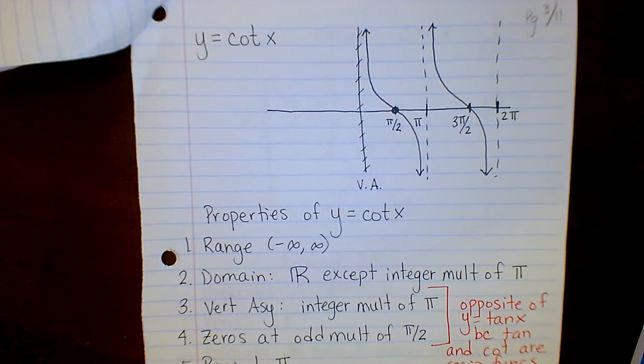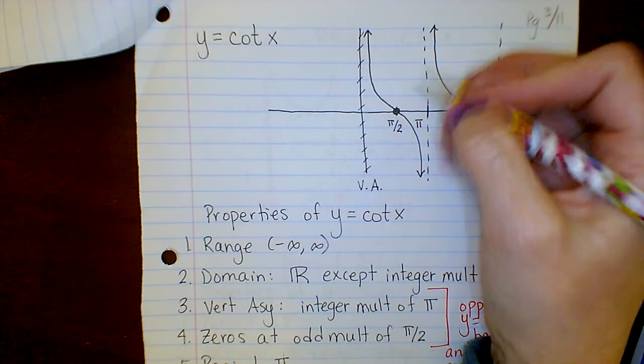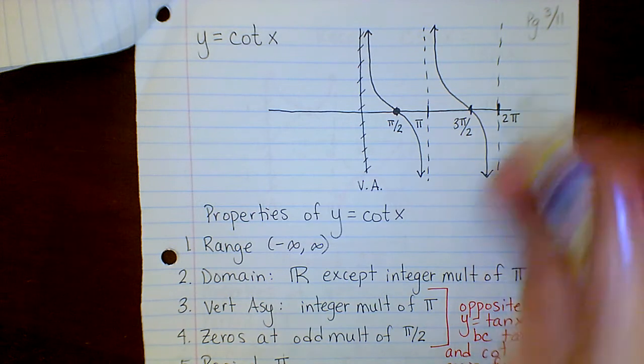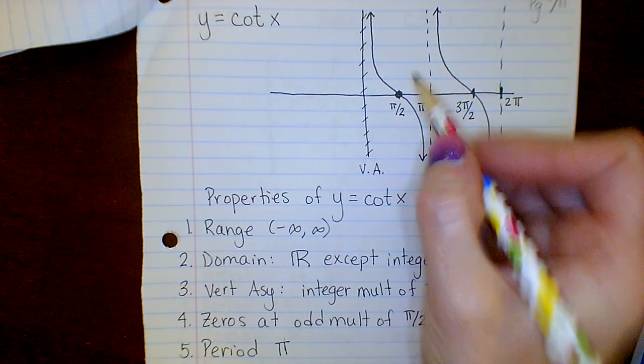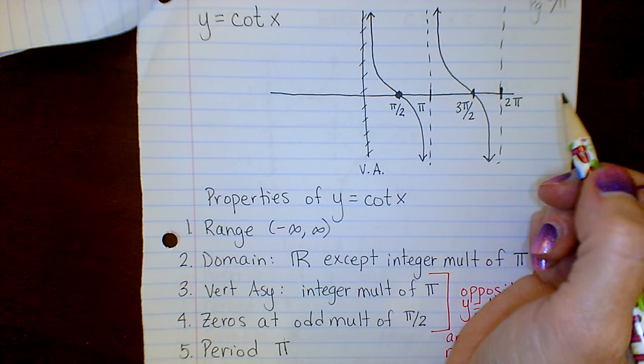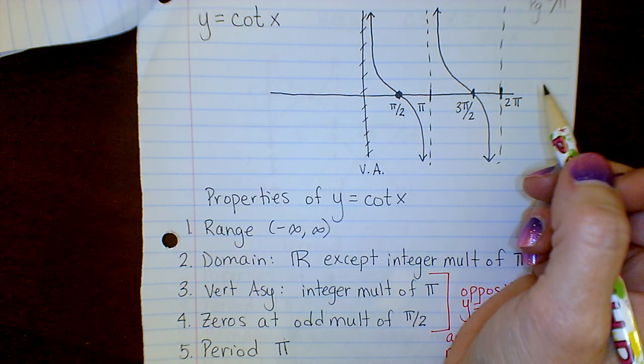All right, the cotangent. The cotangent looks just like the tangent graph. It's just flipped. So instead of a little snaky deal going in that direction, it's going this direction. And you'll notice that the intercepts for the cotangent are exactly where the asymptotes were for the tangent.